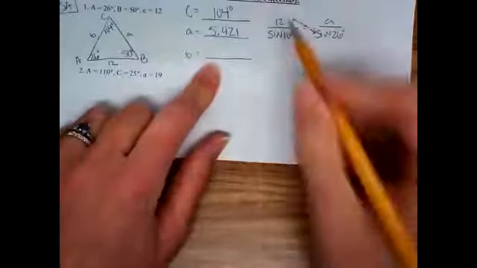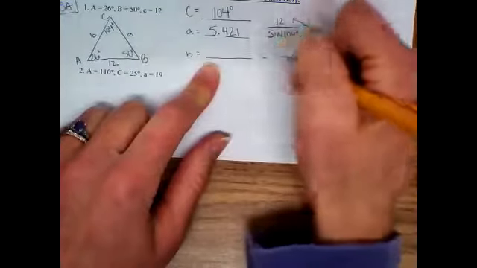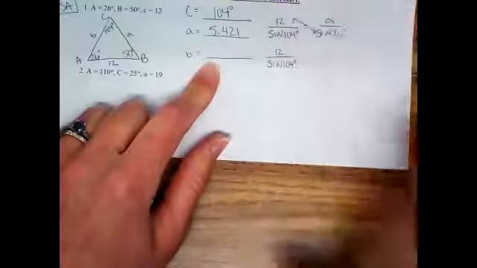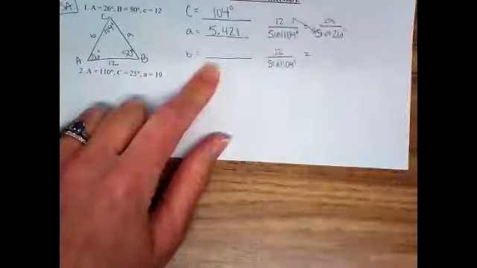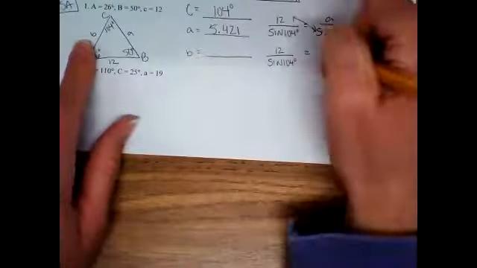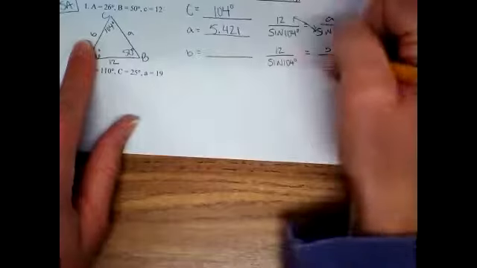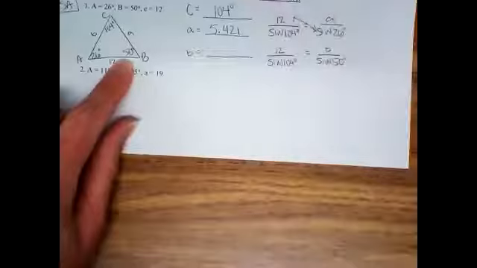Setting up the last one. Hey, guess what? It's going to start the exact same way. 12 over sine of 104. You're still doing the same triangle, so that didn't change. 12 over sine of 104. Now the other side's going to change though, because now we're trying to find B. It would be B over what? Sine of 50, good. Go ahead and type that one in.